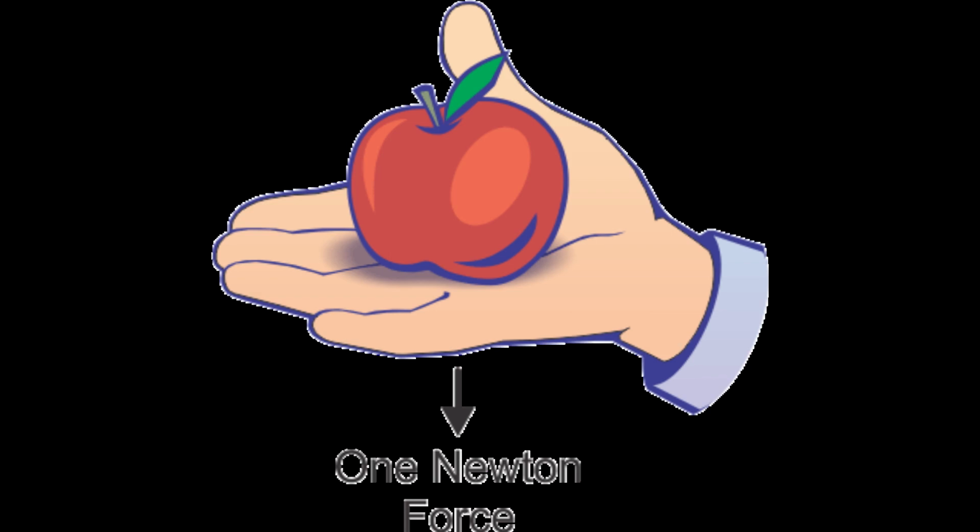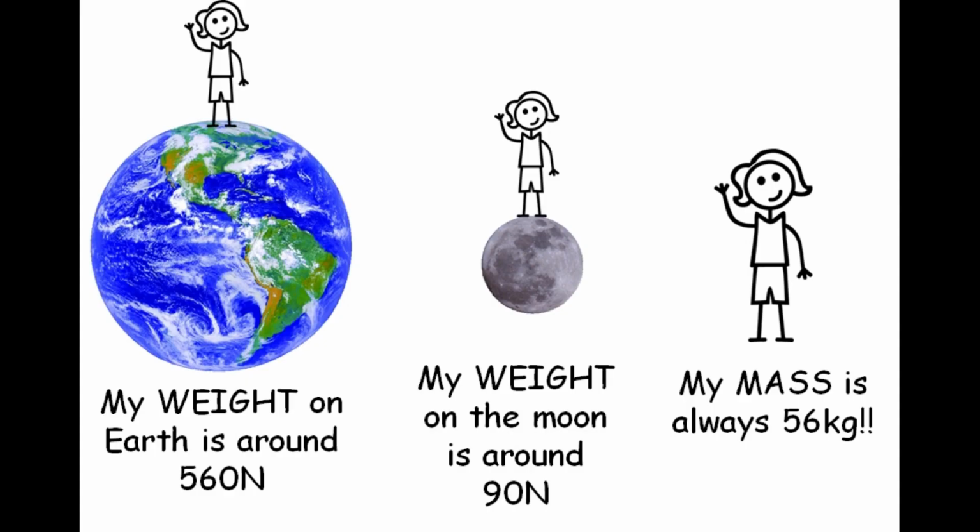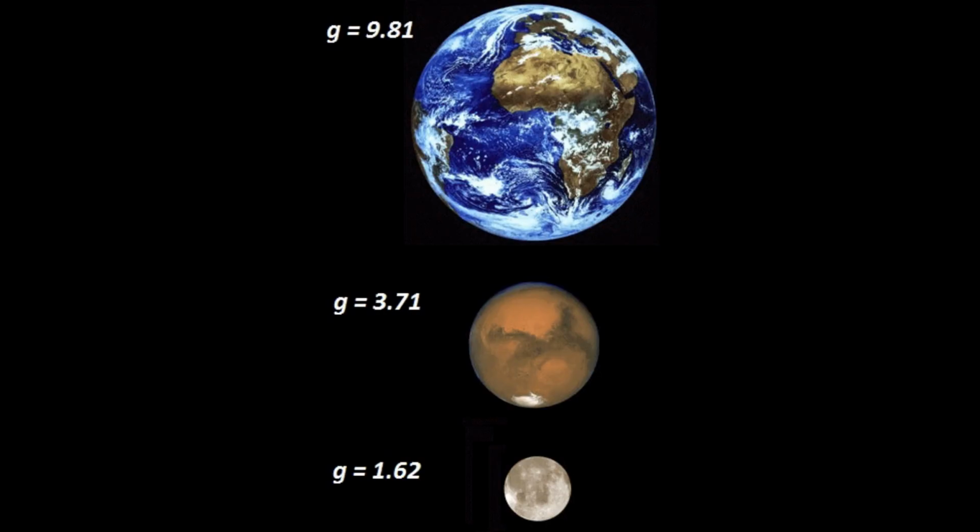So let's say, for example, Earth's gravitational field strength, which is basically Earth's gravity, is a lot stronger than the moon's gravity, right? And because of that fact, I would weigh much less on the moon than I weigh on Earth, because of the fact that the gravity is less on the moon than on Earth. So the force of gravity acting on my mass is smaller.